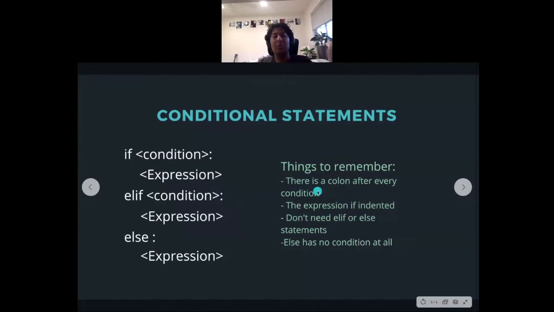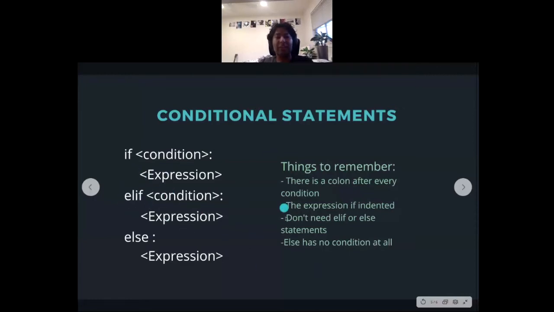Some things to remember when you're writing these conditional statements are to remember that there are colons after every single conditional. This is a major beginner mistake that people forget to put these colons in, or if you're learning another programming language, people forget to put semicolons after their expressions. If the expression is not indented, your computer will not be able to understand which expression goes underneath which condition. So make sure that your expressions are always indented.